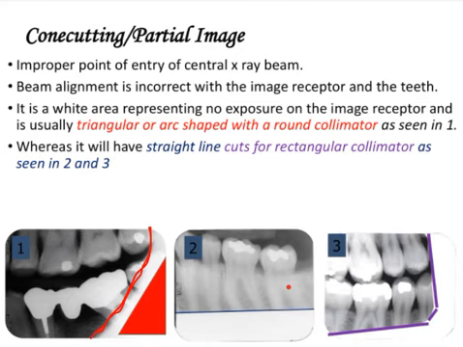And if you see the other two radiographs, you can see that there is a very clean cutting edge or difference between the white areas and the areas of radiographic exposure. This is because of the rectangular collimators. The arc-shaped or circular areas or triangular areas are because of the round collimators, whereas the straight edges are because of the rectangular collimators.